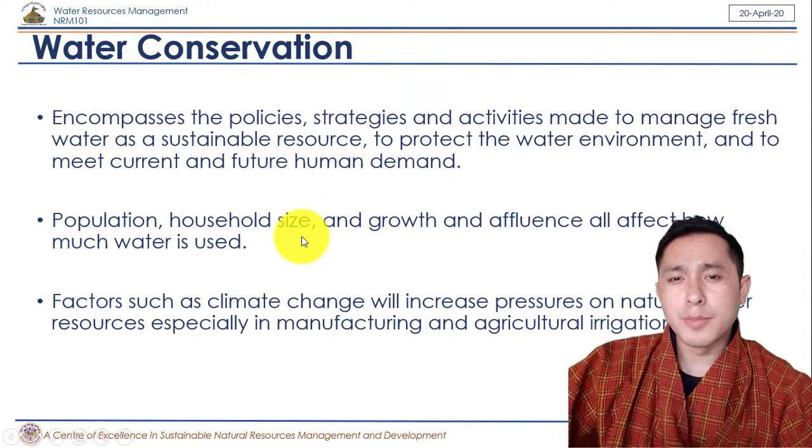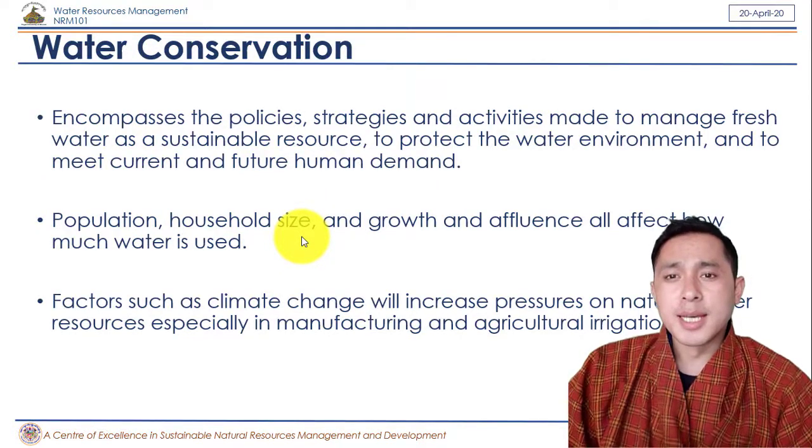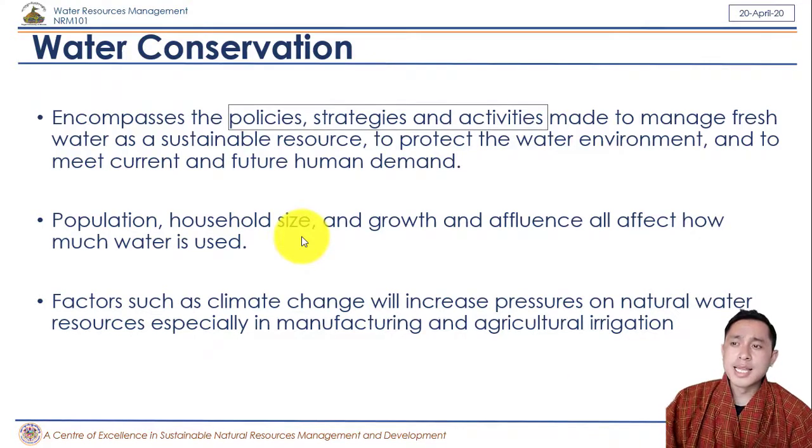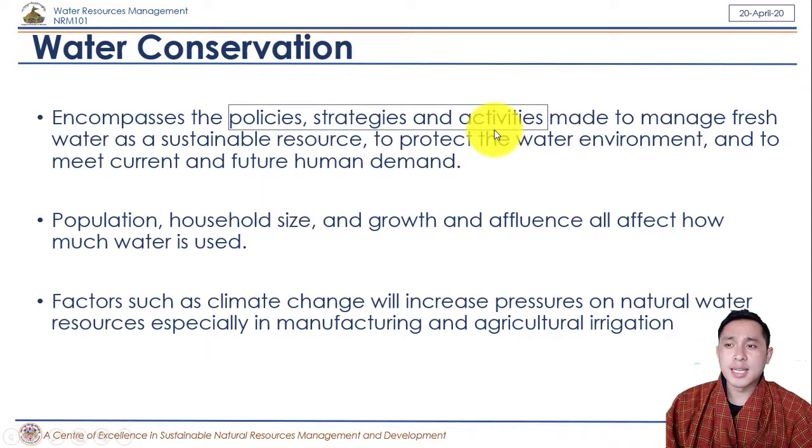When we are talking about water conservation, we are talking about three things. The first one is the policy, strategy, and the activities that we can apply. So policy meaning what are the policies that are behind water conservation? What are those strategies, those plans that are used to address the policies and activities?